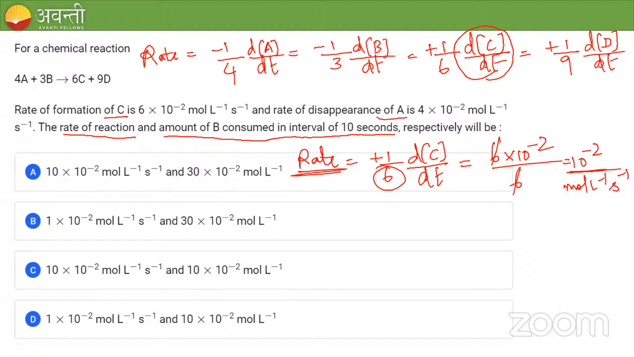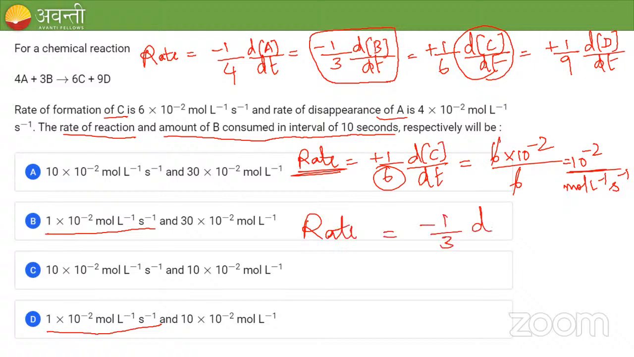So in which option we have this? Either option B or D should be the correct answer for this question. But to find out the correct answer from these two options, we have to find out the amount of B consumed. To find out the amount of B consumed, take the rate for B. The rate of the reaction in accordance with B is equal to minus 1 by 3 dB by dt. So bring this 3 to the other side. 3 into rate of the reaction.